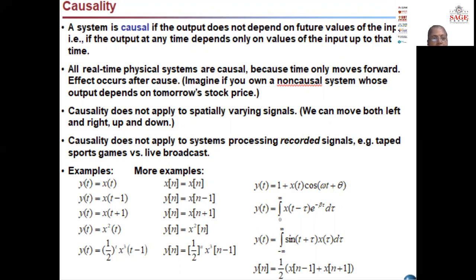Some examples of the causal system are like this. We have taken the continuous time signals. This is the discrete time signals. And these show examples of the causal system.